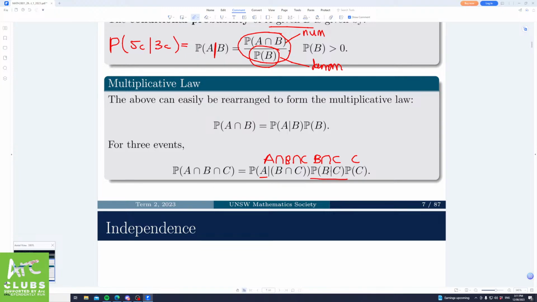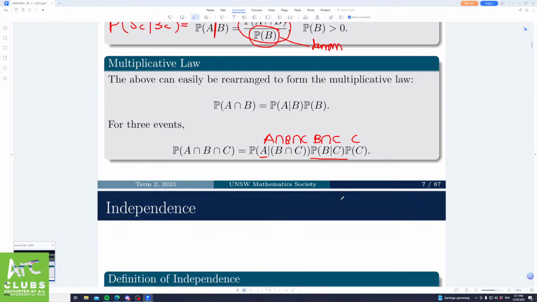But this formula you'd see only has very few applications. Something that doesn't really come up too often.